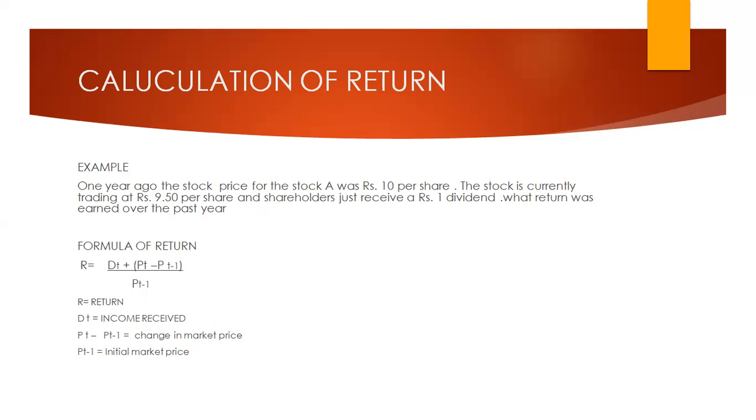The formula for return is R equal to D t, that is the income received, plus P t minus P t minus 1, that is the change in the market price, the difference between the initial price and the current market price, divided by P t minus 1, which is the initial price of the particular stock. So now we will substitute in the formula.